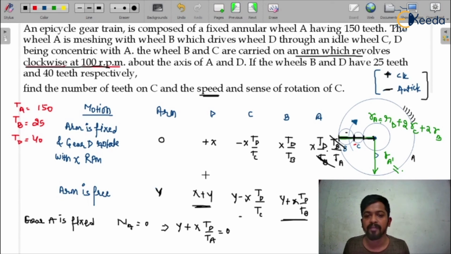If it is asking to find the speed of the gear D, you can also see here, this is x plus y, this is the speed of the gear D. If it was asking for the speed of the gear B, you can calculate it here. Everything you can calculate by drawing the table, whatever the question is asking. So I hope you will be able to understand the solution of that question.